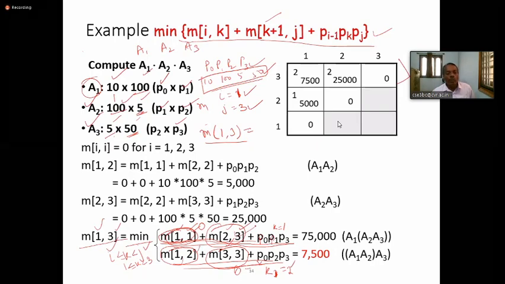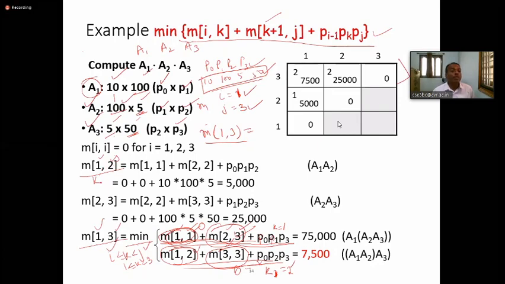Now, if I want to calculate M of 1 comma 3, I have to calculate M of 1 comma 2 and M of 2 comma 3. Let us see what is required. M of 1 comma 2 is required. M of 2 comma 3 is required. That means I is equal to 1, J is equal to 3. Okay. Here, what is the K value? K varies from 1 to 2.